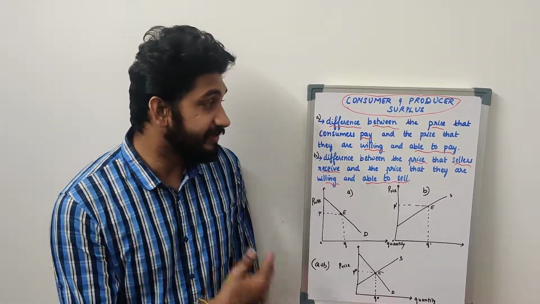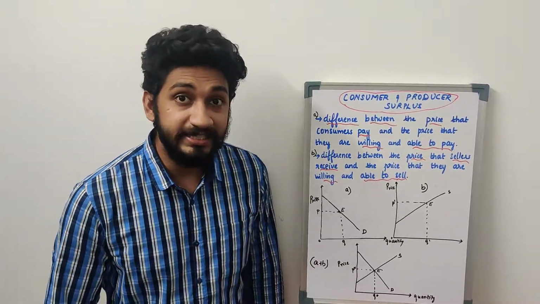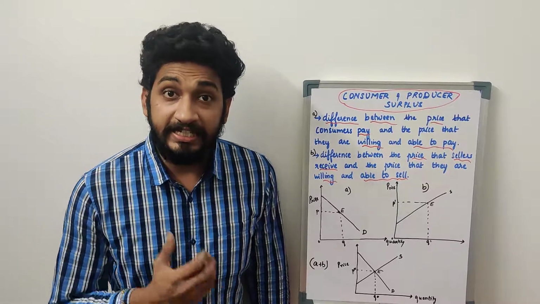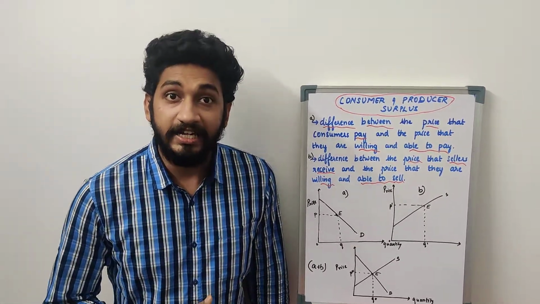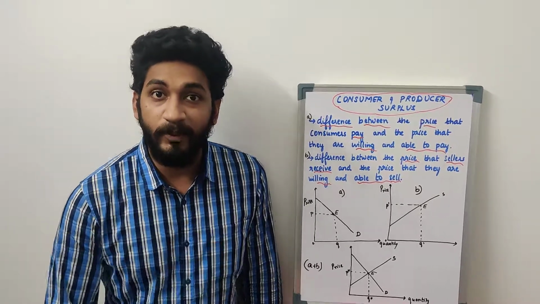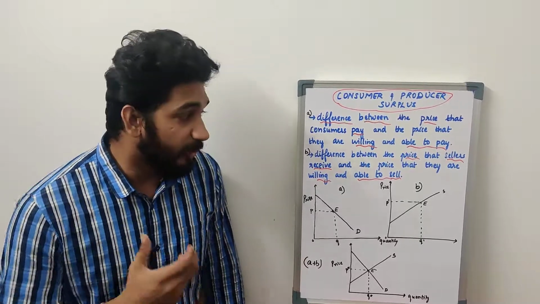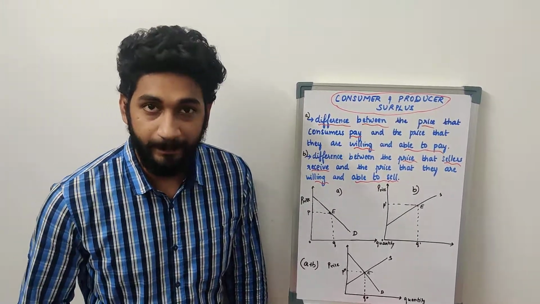Producer surplus is the difference between the price that sellers receive and the price that they were willing and able to sell at. In other words, it is the price that sellers receive for a commodity and the minimum price that they were willing and able to receive for the good, service or commodity. So let us understand producer and consumer surplus with the help of a diagram.